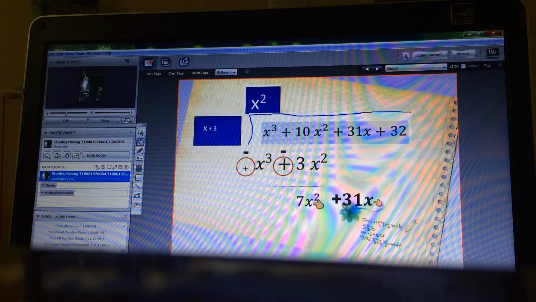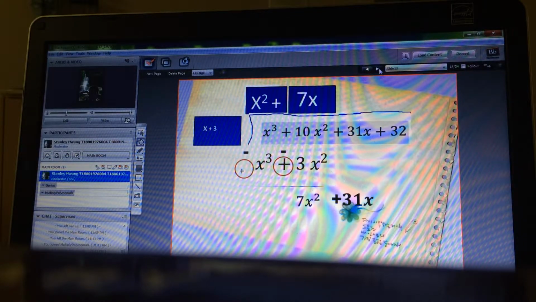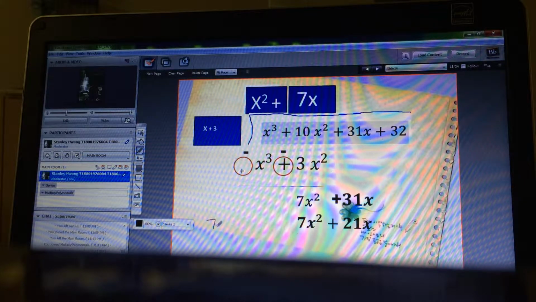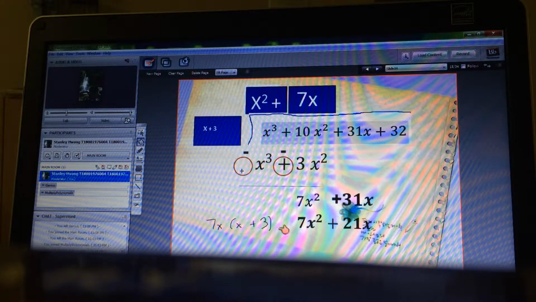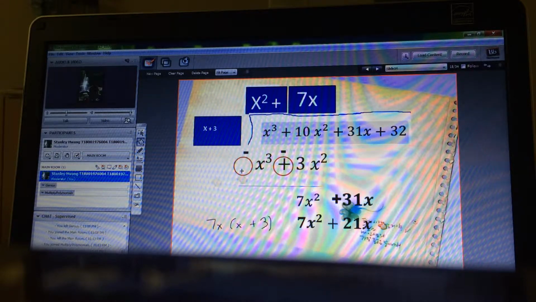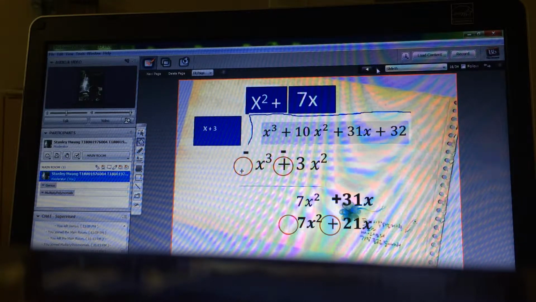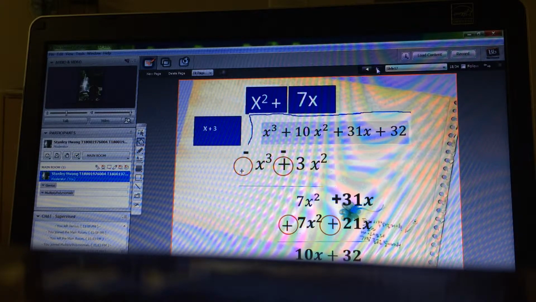So you look for the highest term here, which is 7x squared, and x times what is going to give you 7x squared. We get 7x, and now we multiply 7x times x plus 3, and you get that right there. So again, this was 7x times x plus 3. And in case you're having trouble remembering how to do that, you can go into the multiply polynomials room as mentioned earlier. And to finish this off, we circle our signs, change the signs, and we get 10x.